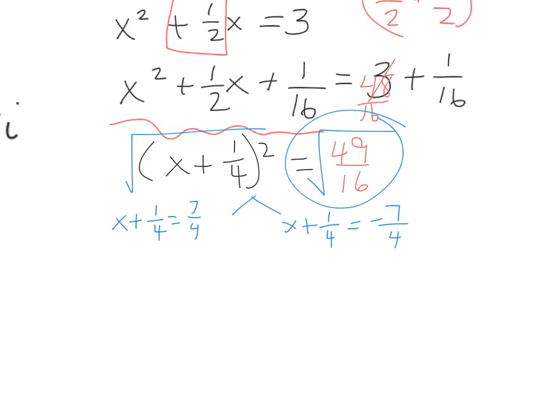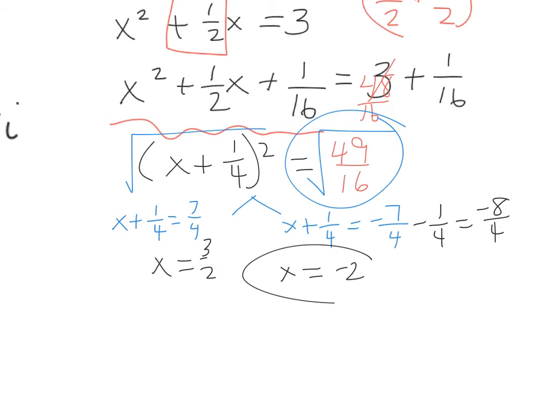So I'm going to solve. So x equals negative 7/4 minus 1/4 is 6/4, so that's 3/2. And then minus 1/4 is negative 8/4, which is negative 2. Reduce them.